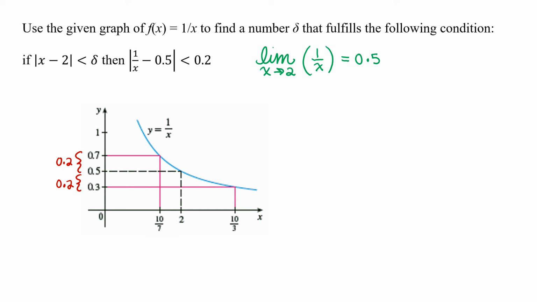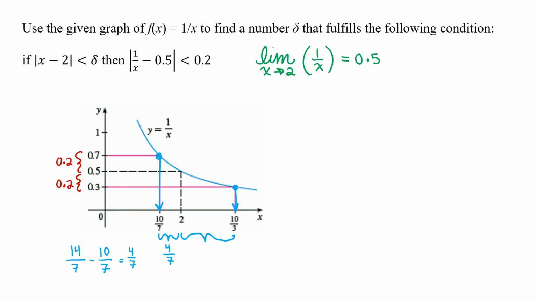And we're trying to find the inputs that will lead us to be within this bound so that we can find the distance delta that will guarantee we land in those error bounds. So we need to find the distance between 10 over 7 and 2. So that means we have 2 minus 10 over 7, which will be the same as 14 over 7 minus 10 over 7, which is equal to 4 over 7. So 4/7 is that first possible delta.